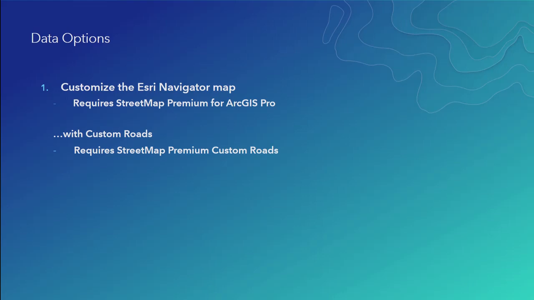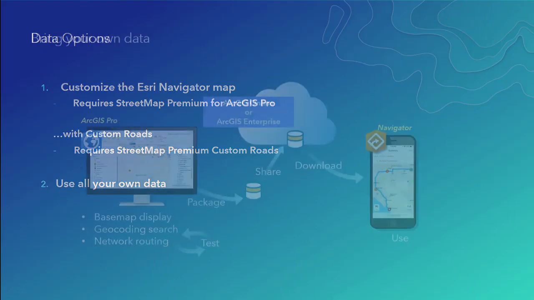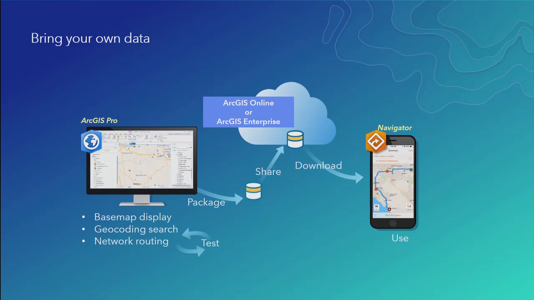So we talked about, remember, customizing the Esri Navigator map. We just saw customizing the Esri map with custom roads. Well, what if you have all your own data? You can also bring your own data, use all your data completely. That's a completely valid workflow.